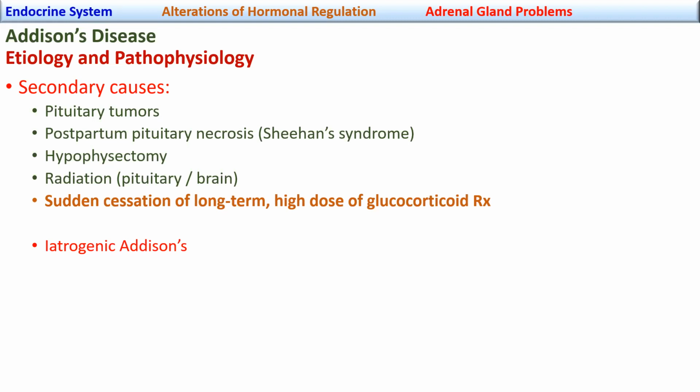So the abrupt cessation of the steroid therapy will lead to the suppression of the steroid production, because the negative feedback mechanism will be completely stopped, and that will lead to atrophy of the adrenal cortex. So the steroid therapy must be withdrawn gradually, tapered off, to allow the pituitary gland production of the ACTH hormone to activate the adrenal gland to produce the cortisol.